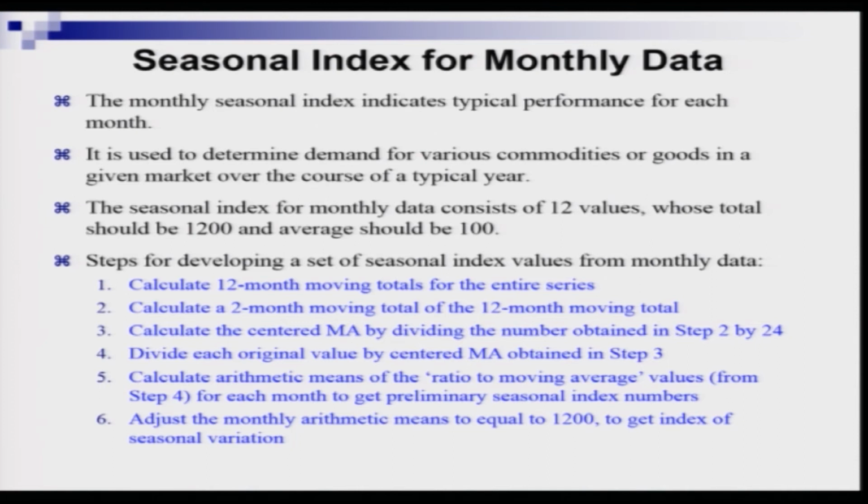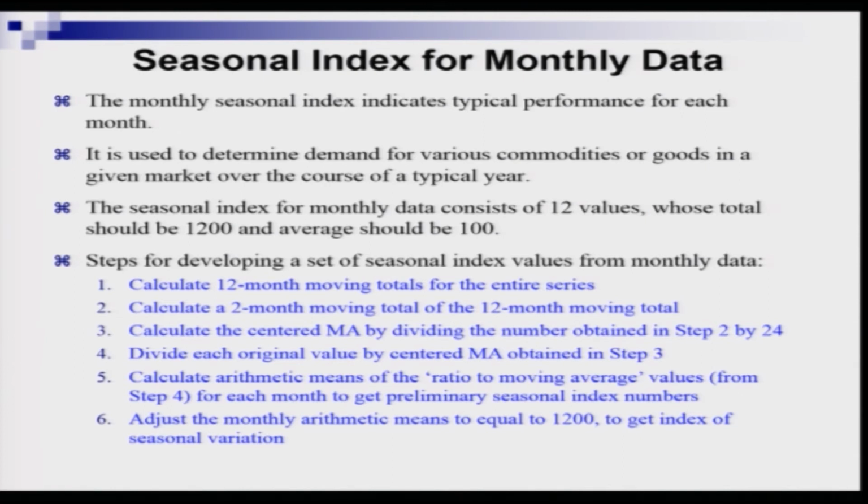So, in step 4 we divide each original value by the centered moving average obtained in step 3, and then in step 5 we have to calculate the arithmetic means of the ratio to moving average values that we have obtained from step 3 for each month to get the preliminary seasonal index number.